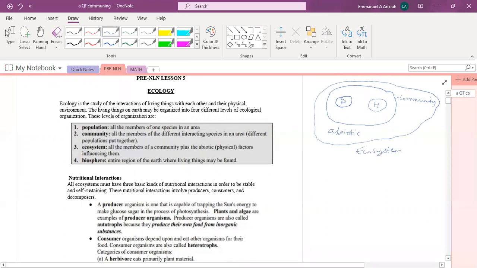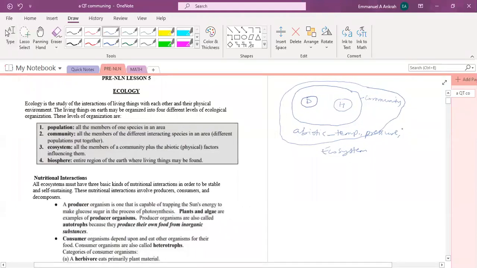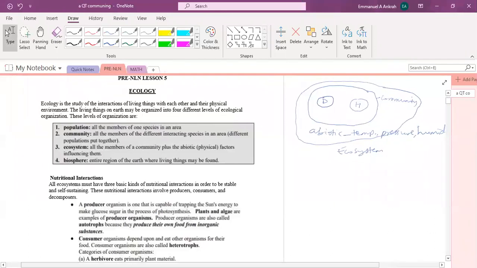What are the abiotic factors? Abiotic factors would be things like temperature. Take something like pressure and so on, humidity of the area. These are all physical factors, and so on, but these are examples. Affecting the community, it becomes an ecosystem.